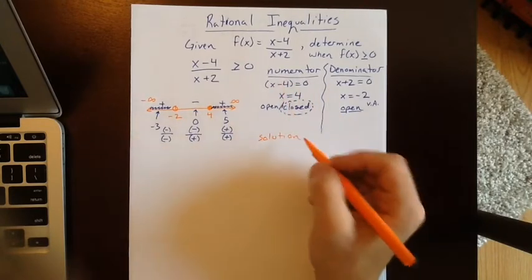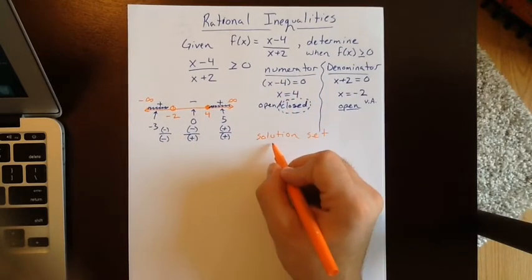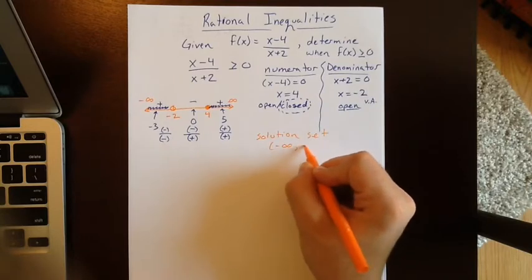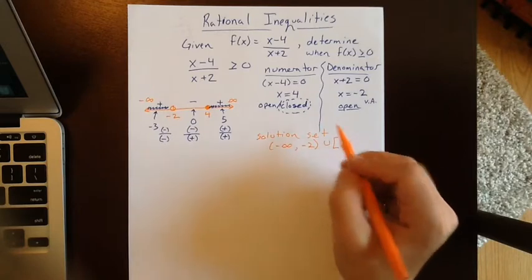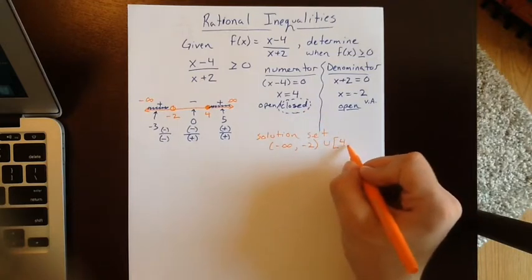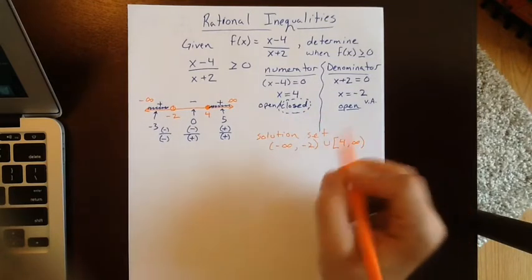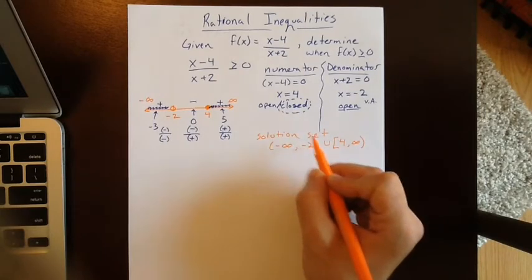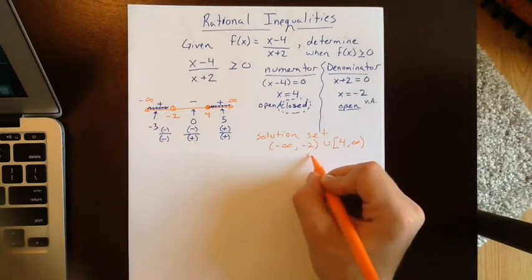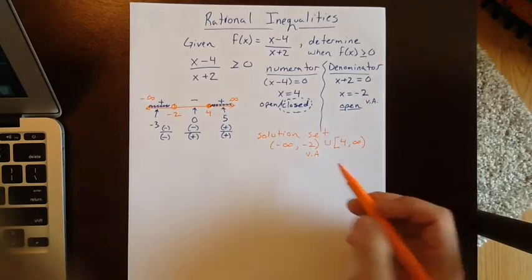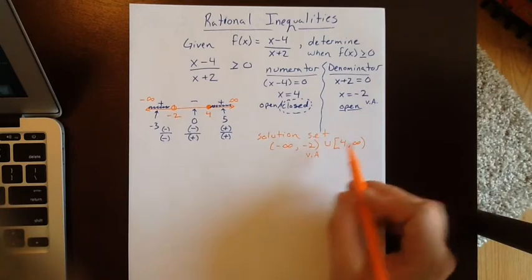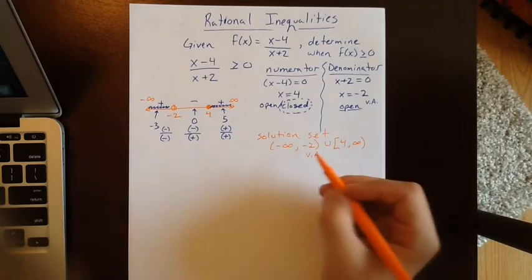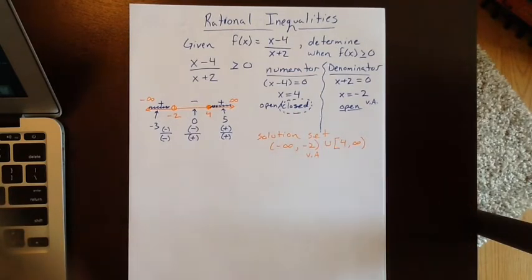making our solution set for this rational inequality: negative infinity to negative 2, open bracket, jumping to positive 4, closed bracket, to positive infinity. Again, negative 2 is not included because it is a vertical asymptote. And throughout these examples, I'm going to label any vertical asymptotes that show up in my set, just so I know exactly why it's not included. Okay? So that was a basic example.